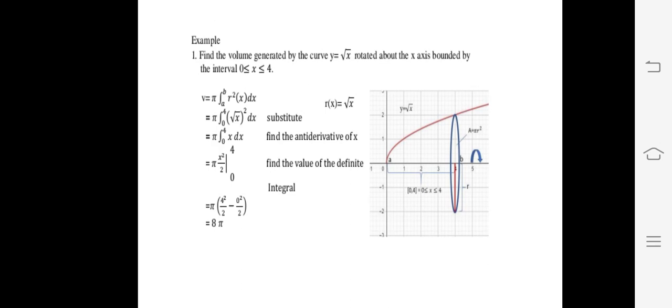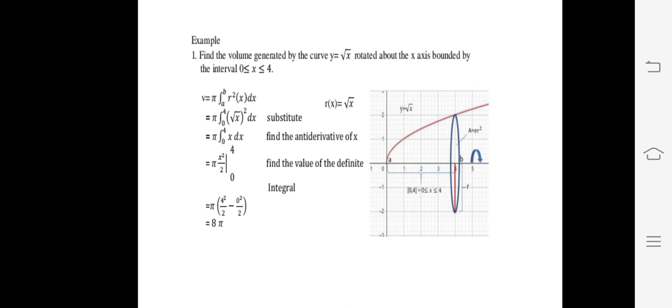So our integral, then the value of b is 4. Substitute the value, then 0. Then the quantity of x, our value of r is the square root of x, so the square root of x squared dx. Next is to find the antiderivative of x. So we have pi times the integral from 0 to 4 of x dx. Then next find the value of the definite integral. So we have pi times x squared over 2, from 0 to 4.